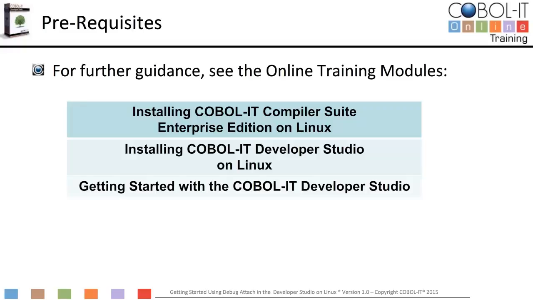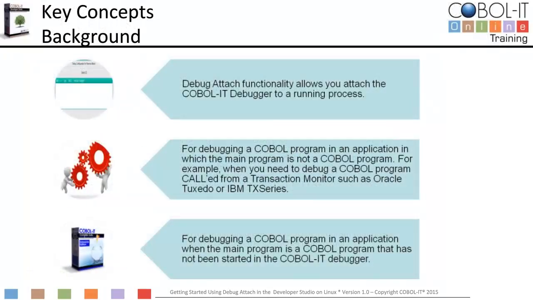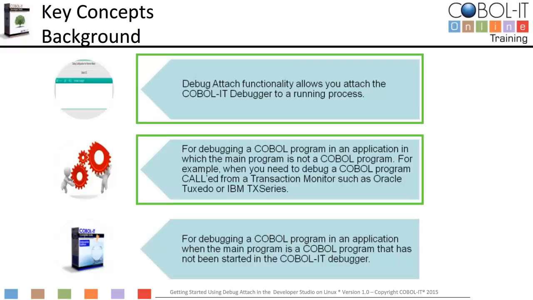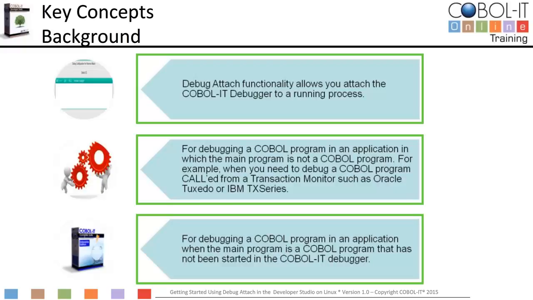We will begin with a review of some key concepts. Key concepts. Debug Attach functionality allows you to attach the COBOL-IT Debugger to a running process. With this functionality, you can debug a COBOL program in an application in which the main program is not a COBOL program. For example, when you need to debug a COBOL program called from a transaction monitor such as Oracle Tuxedo or IBM TX series. Additionally, you can use Debug Attach when the main program in your application is a COBOL program that has not been started in the COBOL-IT Debugger.